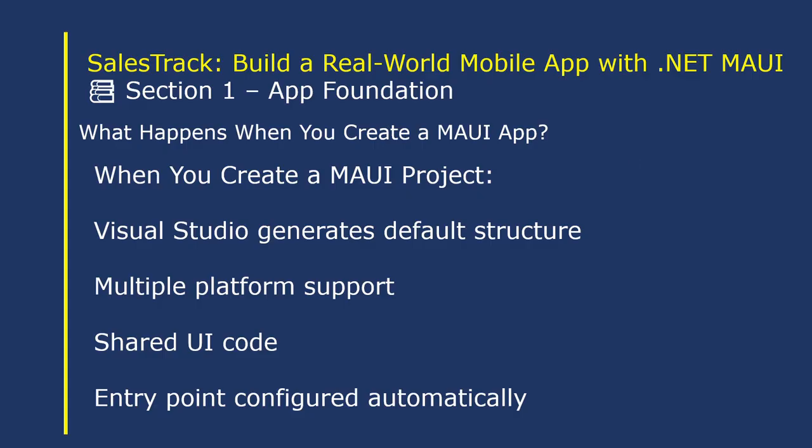When we create a new .NET Movie project, Visual Studio automatically generates a structured solution. This includes shared UI code, platform-specific folders, and essential startup files. Understanding this structure is the first step toward becoming confident in movie development.